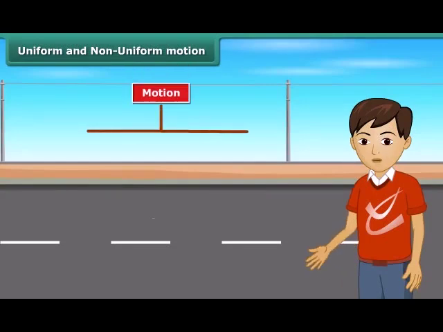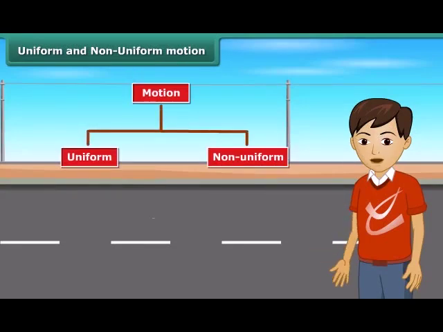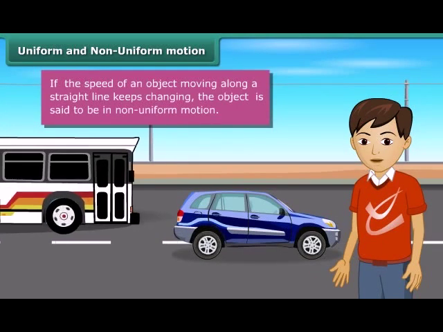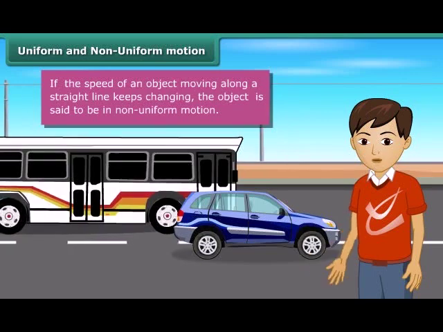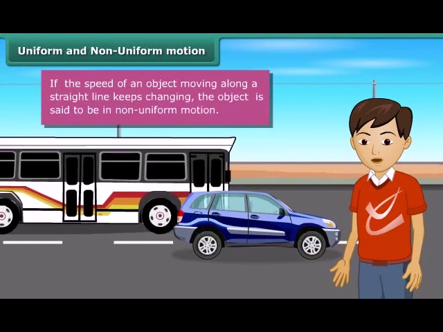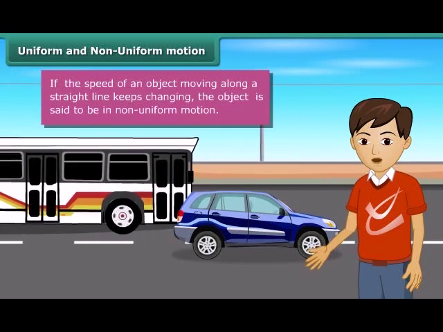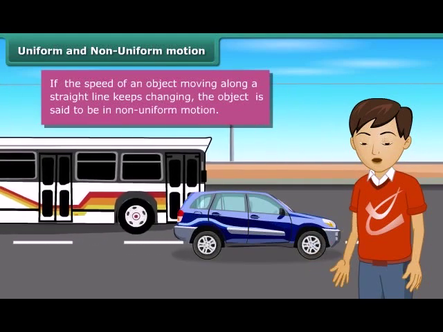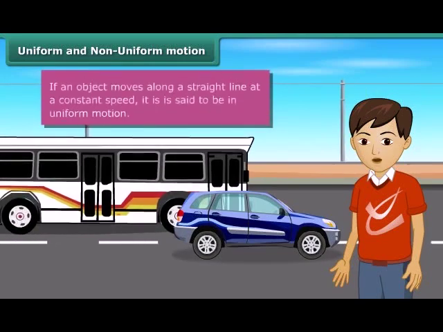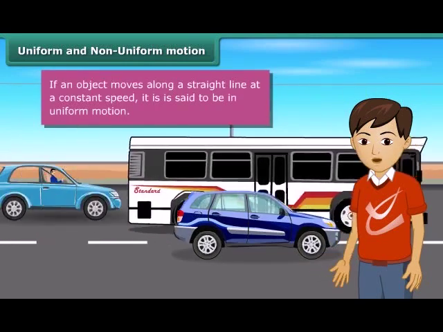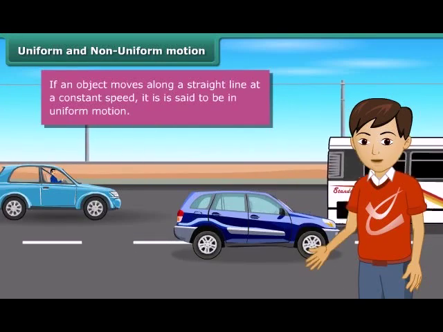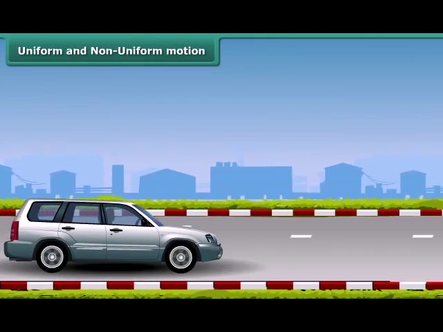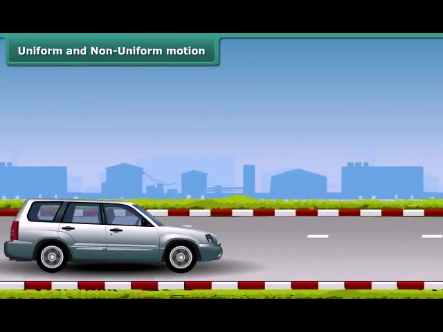Motion can be classified as uniform or non-uniform depending on the speed of an object. If the speed of an object moving along a straight line keeps changing, its motion is said to be non-uniform. A bus, for example, moves at varying speeds over varying stretches on its long route. Hence, its motion is non-uniform. If an object moves along a straight line at a constant speed, then it is said to be in uniform motion. A car, for example, may maintain the same speed when it covers a short distance.